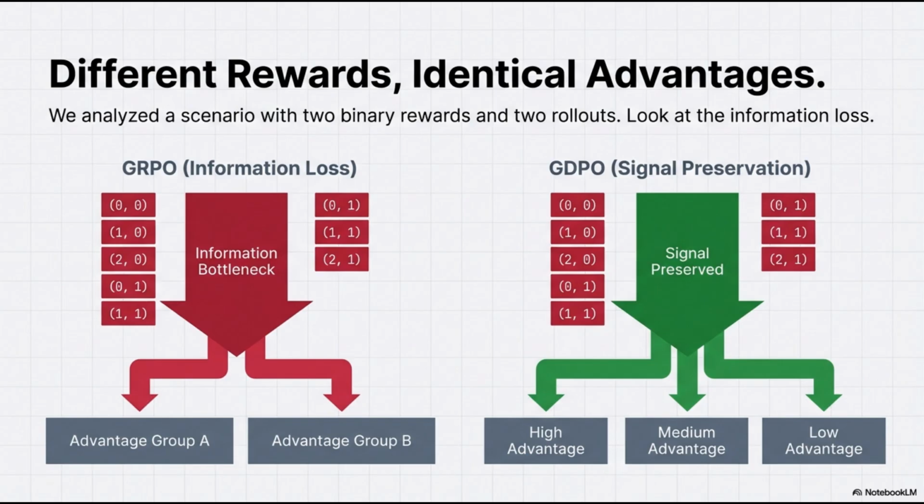Now compare GDPO on the right. Same inputs flowing in. But instead of a bottleneck, we have signal preservation. The output? 3 distinct advantage levels: high, medium, and low. GDPO correctly recognizes that a 2-0 pair where one response completely dominated deserves a stronger training signal than a 1-0 pair where the difference was smaller. GRPO throws away this nuance. GDPO preserves it. And that preserved information is exactly what lets the model learn which behaviors to reinforce.